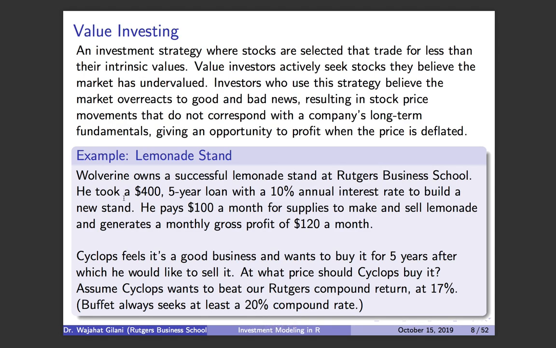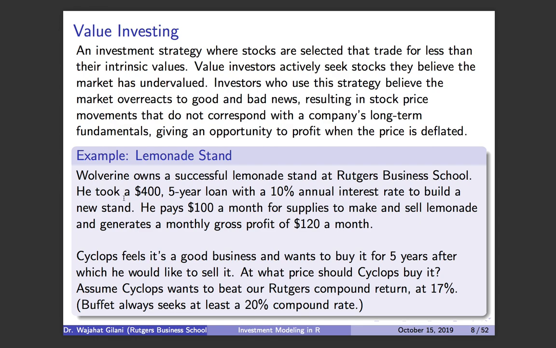So here I'm going to give an example of value investing, all right? So let's assume that Wolverine, I think I was watching an X-Men cartoon or something when I came up with this example. So Wolverine owns a successful lemonade stand at Rutgers Business School. He has a $400 5-year loan with a 10% annual interest rate to start the business.